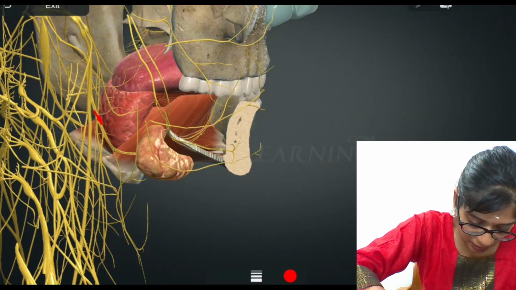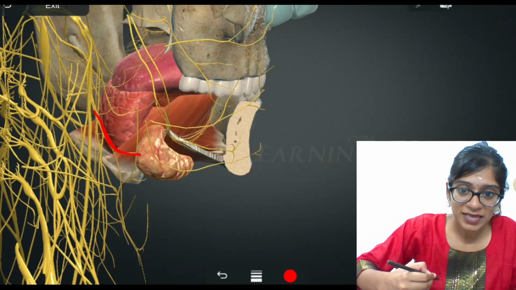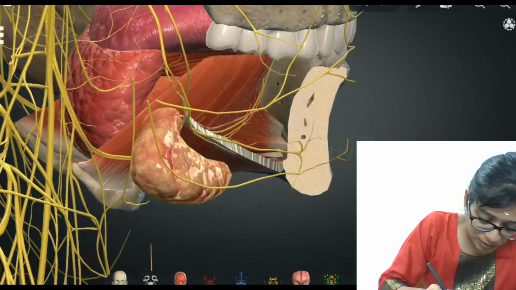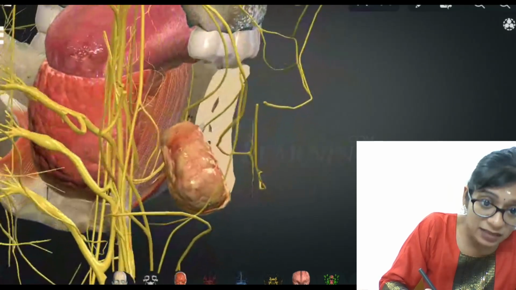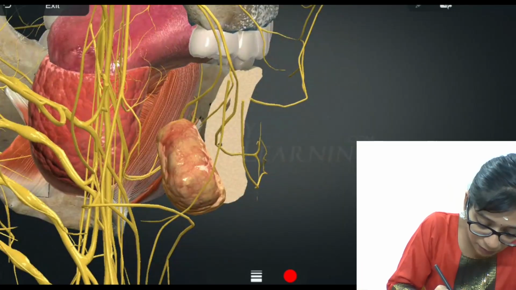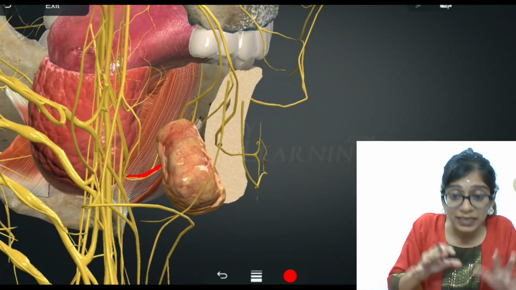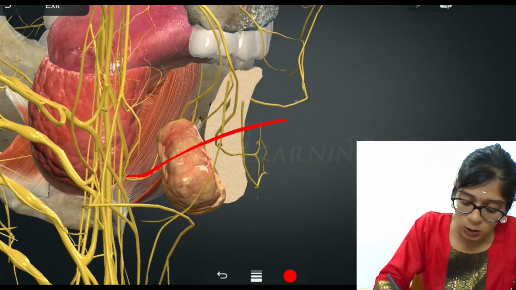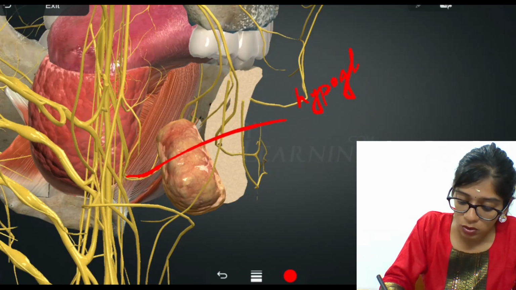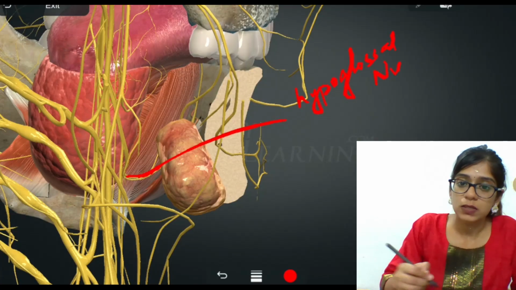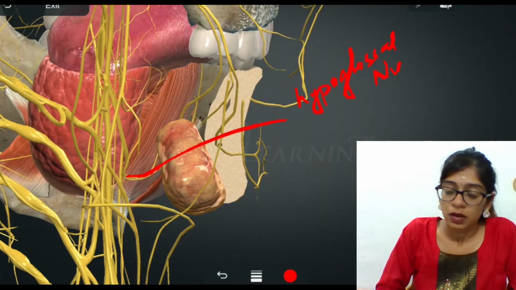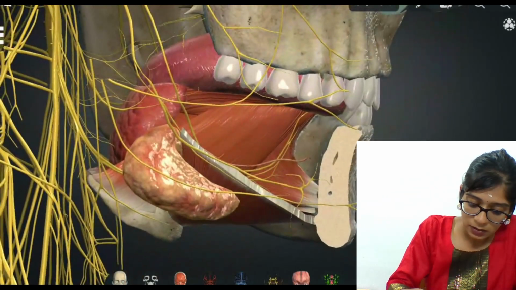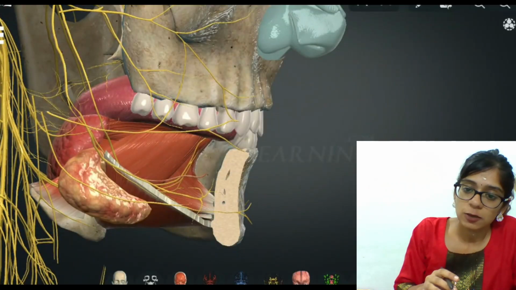Can you appreciate this nerve? Yes, all of you. And this nerve, just see carefully here. See, it is beneath. Can you all see the nerve? This one. That is beneath the submandibular gland. And which nerve is this? Very good. This nerve is the hypoglossal nerve. Remember that this hypoglossal nerve supplies all the muscles of the tongue.